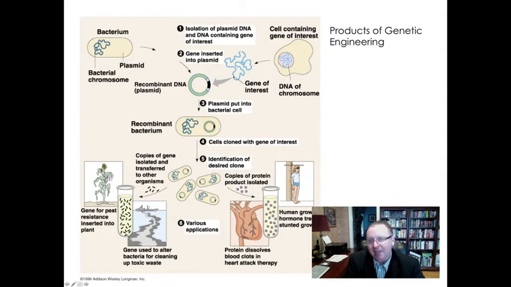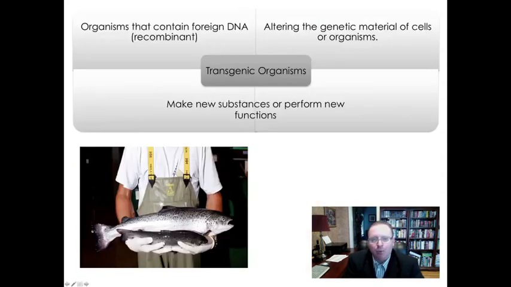Now the next step in genetic engineering, what we can make from genetic engineering, are things that are called transgenic organisms, and this is our final concept on Screencast 1. Transgenic organisms are organisms themselves, mature organisms that contain foreign DNA, recombinant DNA, so DNA from another species. And what this does is it alters the genetic material of the cells of the organism and allows them to either make new substances that they would not normally make, or to perform new functions that they would not ordinarily be able to perform.